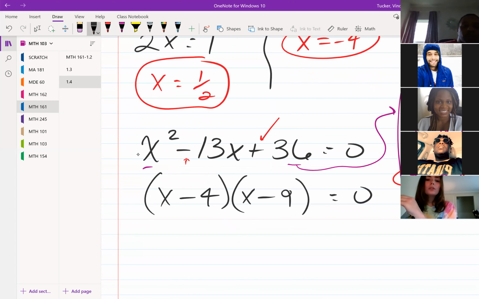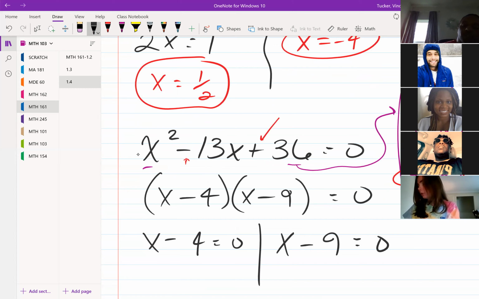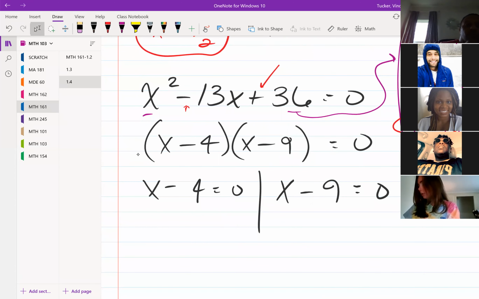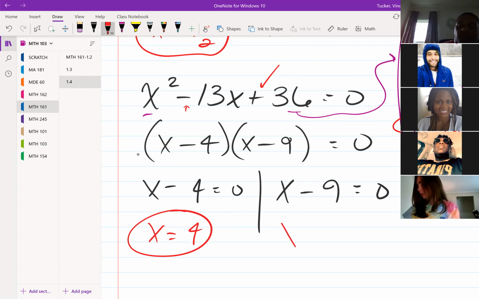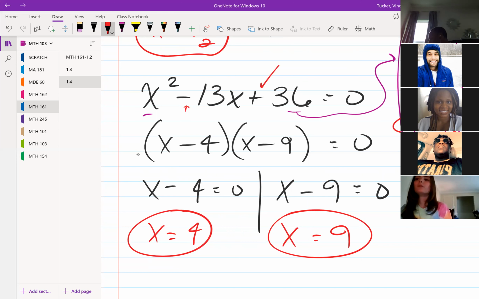From there, I can set each part equal to 0. Add 4 to both sides, x equal to 4. Add 9 to both sides, x equal to 9.